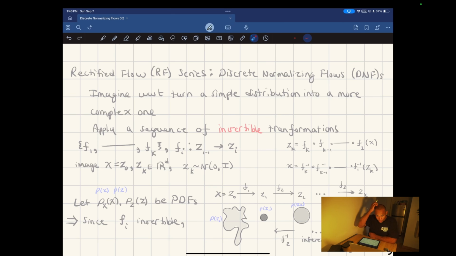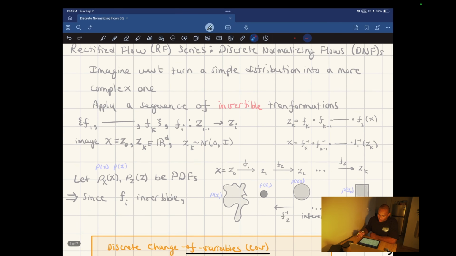Okay, so let's get started. Rectified flow series, discrete normalizing flows. Imagine we want to turn a simple distribution into a more complex one. This is our simple distribution over here. I'm just drawing shapes because you can think of distributions as volumes, right? Volumes containing mass, containing probability mass. Say this is a Gaussian.